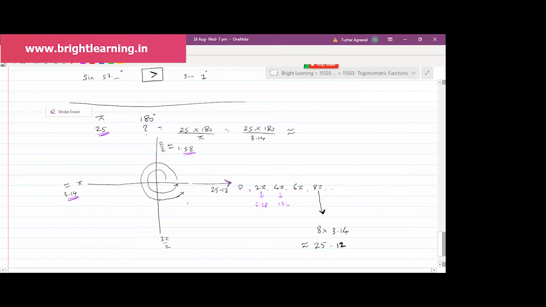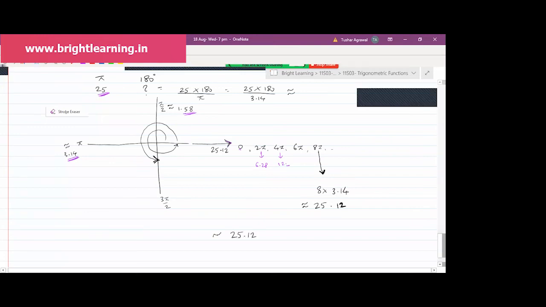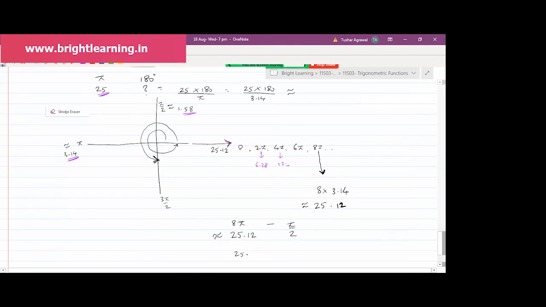So till where you have to stop? In the fourth quadrant also, you would have stopped, or you would have stopped in the third quadrant also. So you just have to check the 25.12. If you cut short up to here only, up to this point, means from approximately 8 pi, you have subtracted pi by 2. One rotation, you have subtracted pi by 2. So from 25.12, approximately, you have subtracted pi by 2, which is how much? Pi by 2 is 1 point something. So approximately it will be 24 point or 23 point something like that.